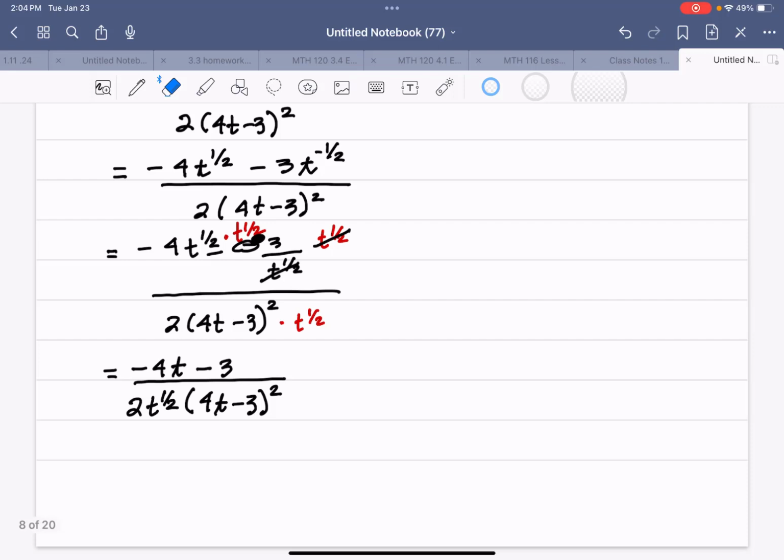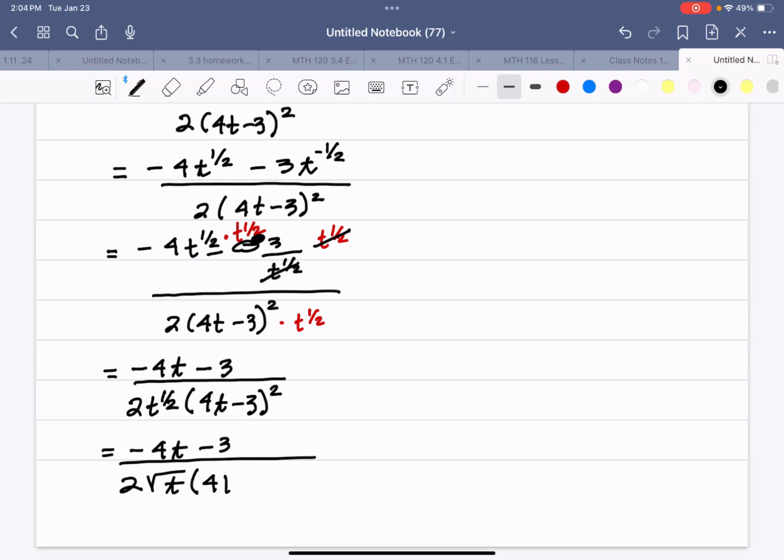Now, there's one other thing we got going on here that's not considered completely reduced. And that is we have a radical, 2 square root of t, times (4t minus 3). We have a radical in our denominator. So in order to clear a radical, and look, this has more than one term, so I'm going to put parentheses around it. We multiply the top and bottom by that radical, as long as it's a monomial, and it's going to cause this square root of t to cancel out, because watch why.